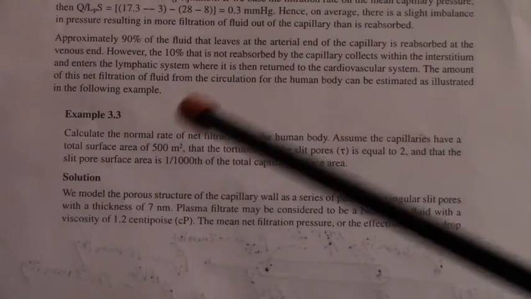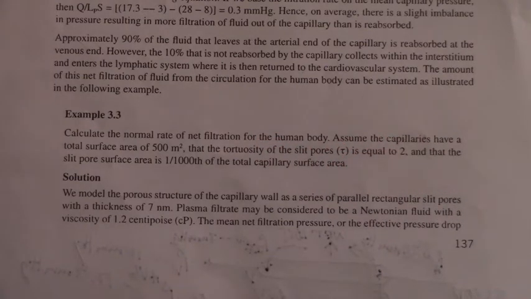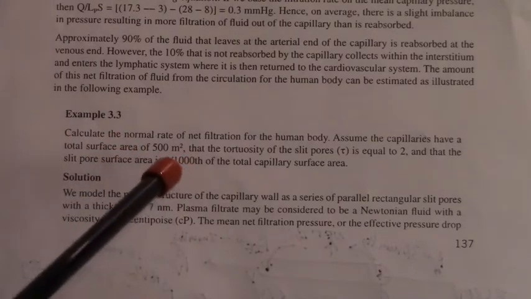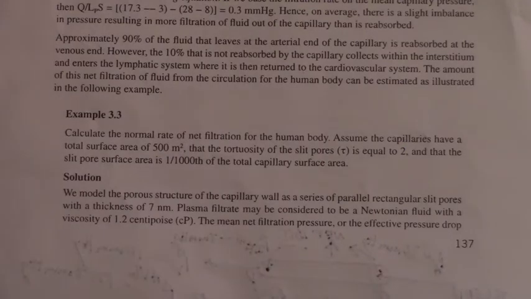Okay, so we got the surface area. We're going to assume that the tortuosity of the slit pores is equal to 2. So the openings in the capillary wall, the actual flow path is about twice the thickness of the capillary wall. That number comes from people studying with electron micrographs of the capillary. They've been able to see these slit pores and get an idea of their length. And the slit pore surface area I mentioned earlier is 1/1000th of the total capillary surface area.